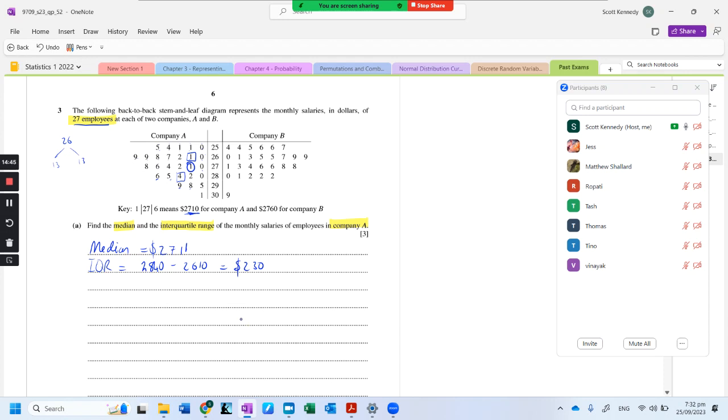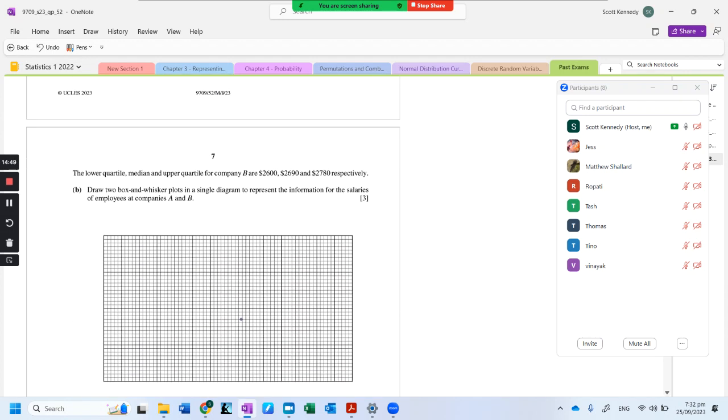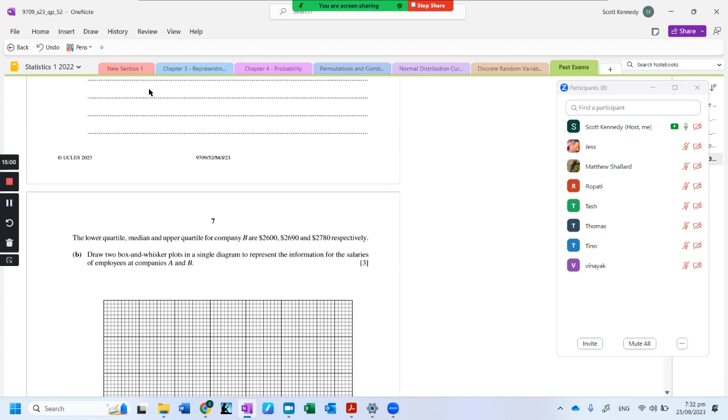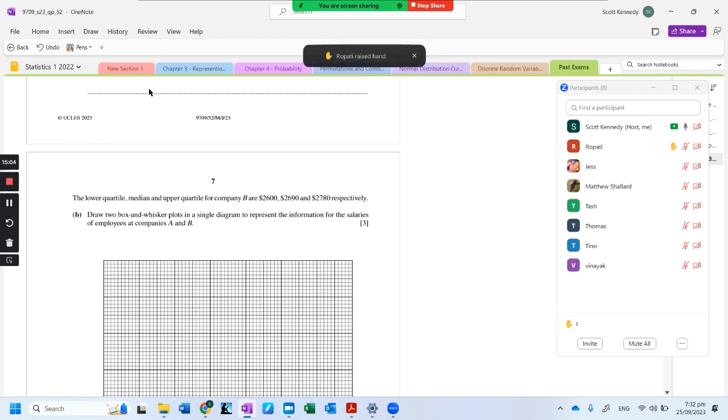Perfect. Very good. And then, look, I'm not going to waste time with this too much. They give you all of the data that you need for drawing box and whisker plots. The only thing they haven't mentioned here is the top and bottom values, which is where your stems.